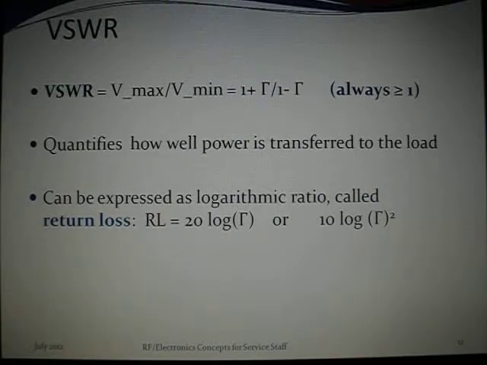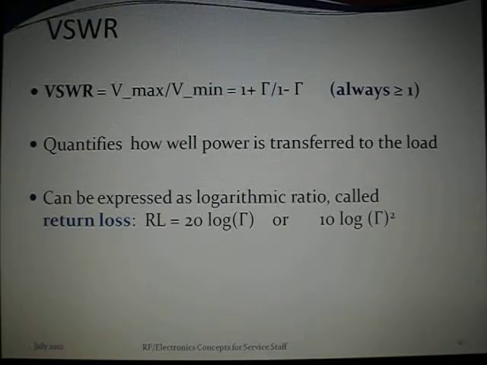The addition and subtraction of the incident voltage by the reflected voltage creates maximum and minimum voltage levels called Vmax and Vmin. The ratio of Vmax to Vmin is the voltage standing wave ratio, or VSWR. VSWR is a measurement or a quantification of the quality of impedance matching between the source and load. Also, VSWR can be expressed as a logarithmic ratio, which is often called return loss.